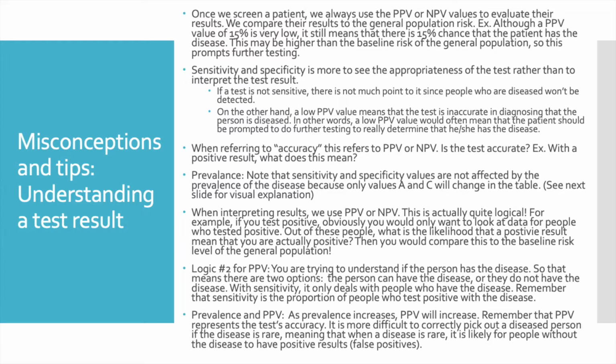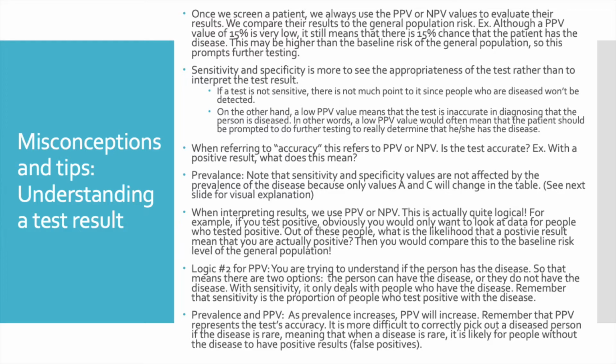If they don't have value and if we don't look at them once we test for a patient, so why do they exist? Well, sensitivity and specificity also play a role. They also show the appropriateness of the test rather than interpreting the test result. For example, a test may have a high PPV value, but it might have a low sensitivity value. So this means that not everyone who is diseased will be detected. So this is actually not very appropriate either.